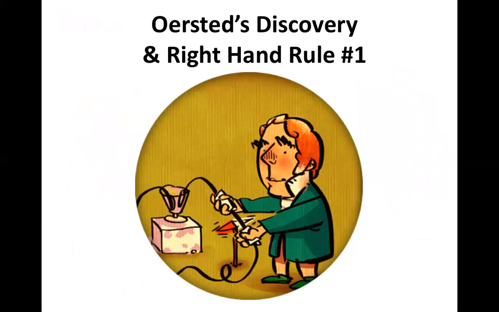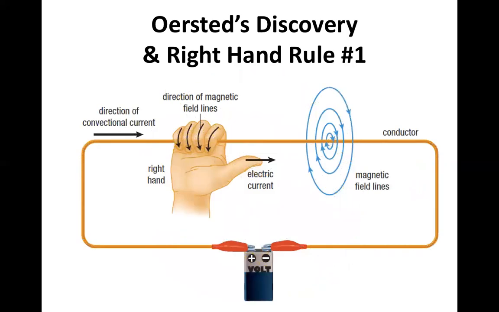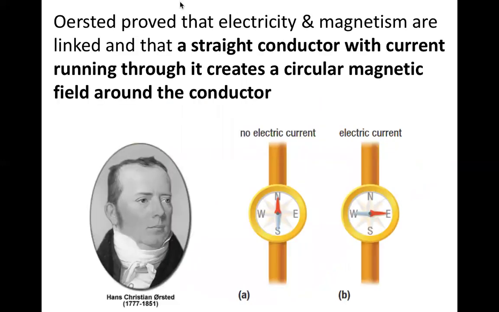So we're going to talk first about Ørsted's discovery, which is the first time we're really seeing a connection between electricity and magnetism. And right-hand rule number 1 is going to give us a mnemonic device to remember his observation. And this is a circuit picture of that observation. So Ørsted proved that electricity and magnetism are linked, and that a straight conductor with current running through it creates a circular magnetic field around the conductor.